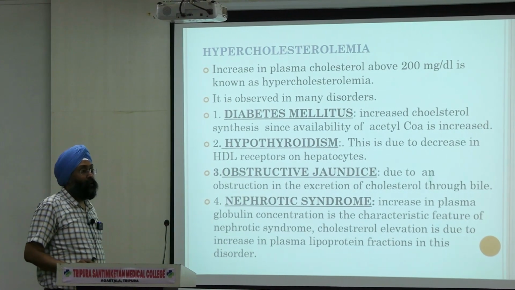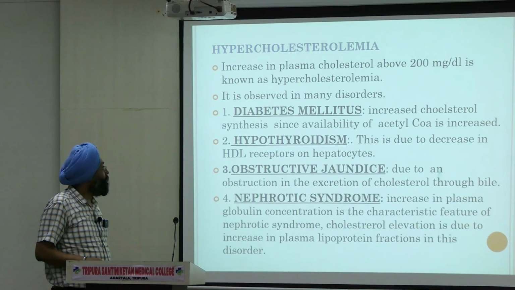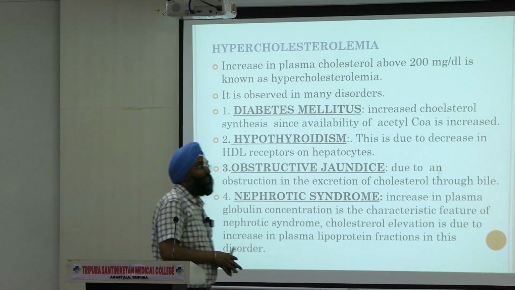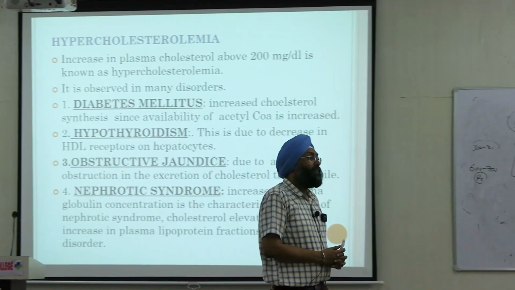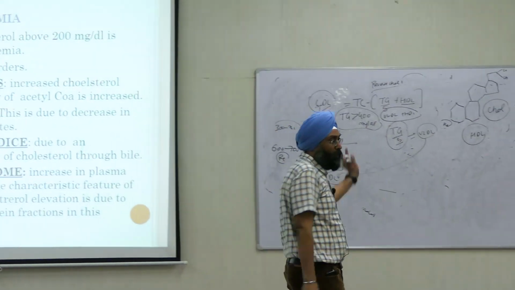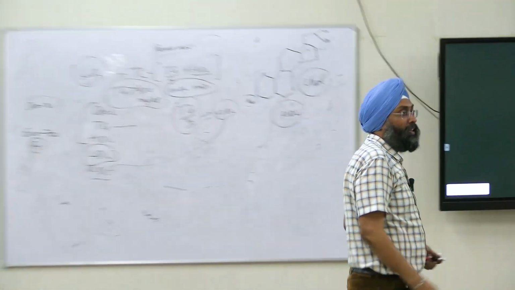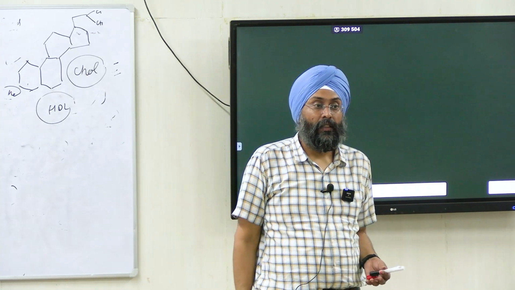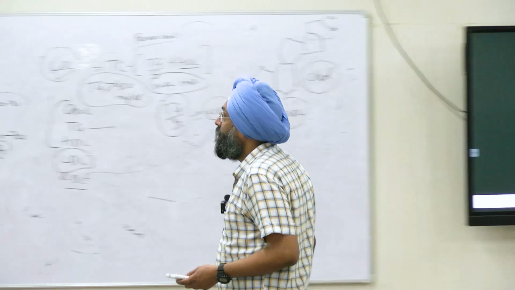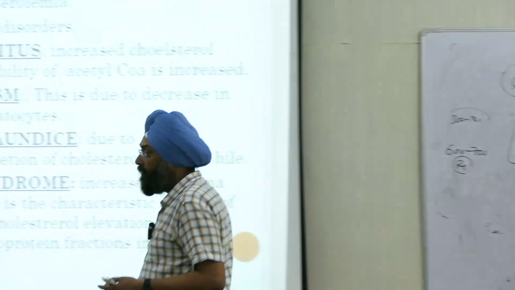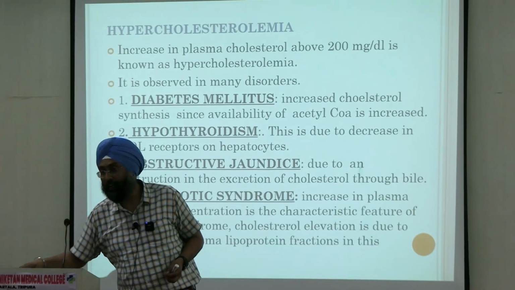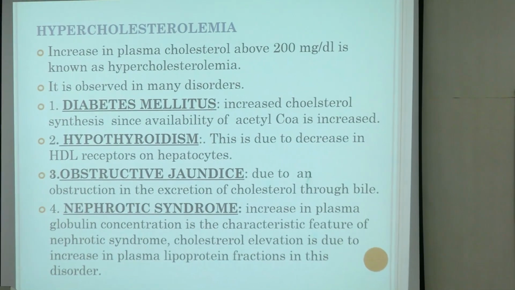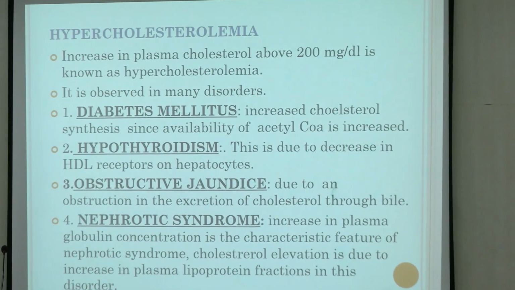And now the causes of hypercholesterolemia. First reason is diabetes mellitus. Now please tell me why in diabetes mellitus the cholesterol level increases. We have discussed all this, I will just recall it for you. Can anybody make a guess? A hint is written there. Dhruv, will you try? Why do the levels of cholesterol increase in diabetes mellitus? Why?